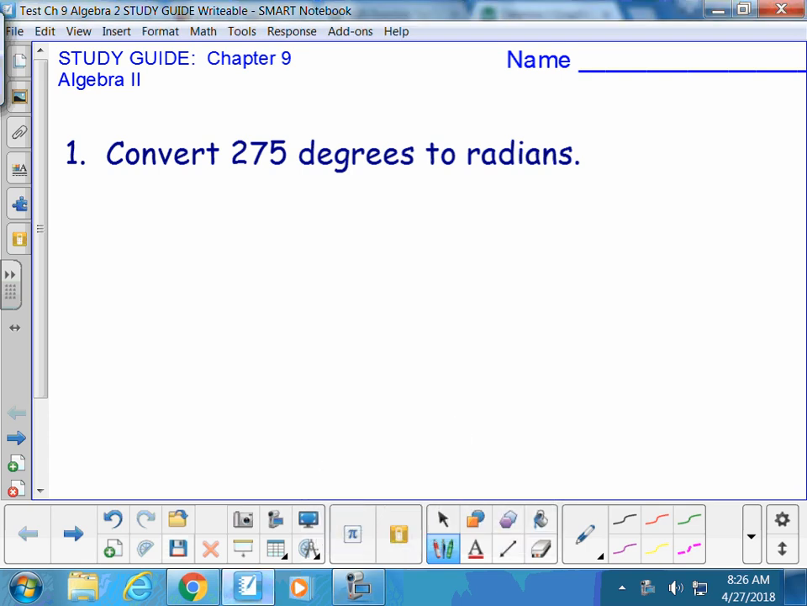So let's try number 1 here. We're converting from degrees to radians. If you didn't notice yet, there is a formula sheet on the back of the study guide. So you can just look at where I have converting from degrees to radians, and you can find out we need to multiply by pi over 180. So 275 times pi over 180.